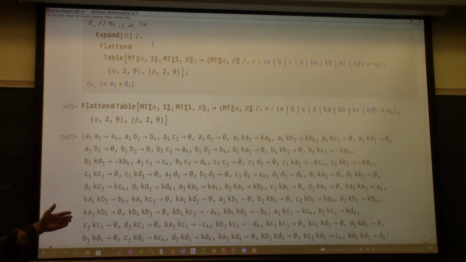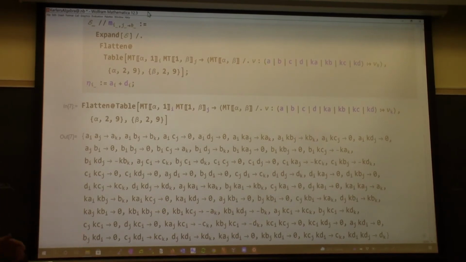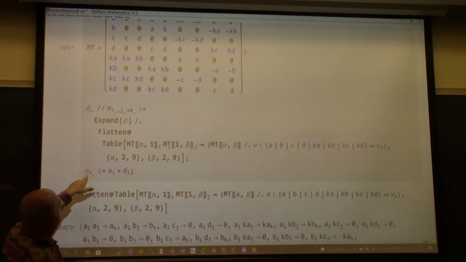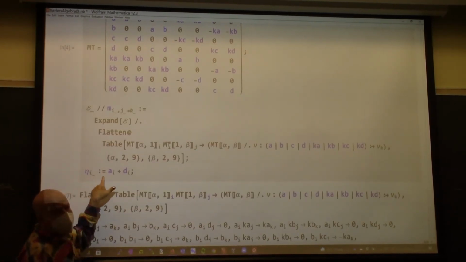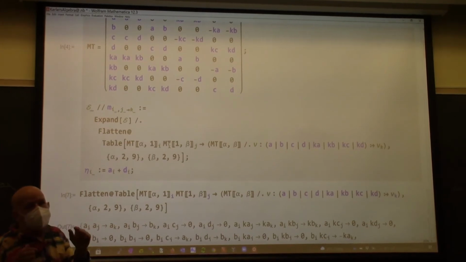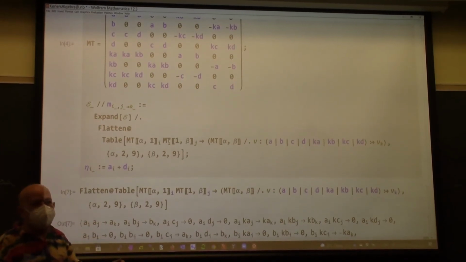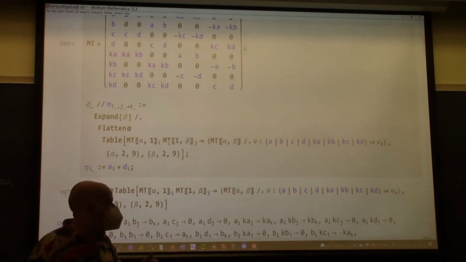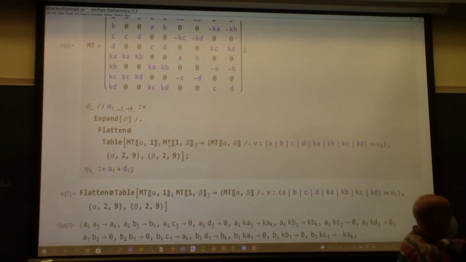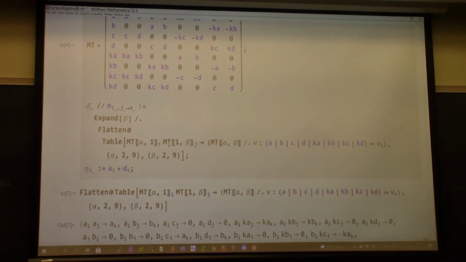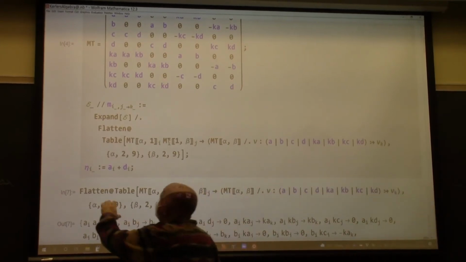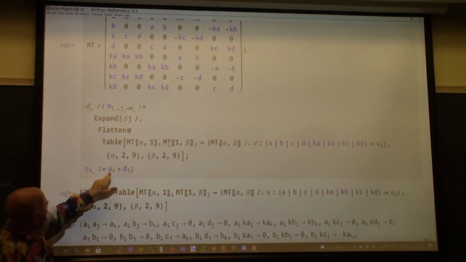So that's a part of the structure. This is the multiplication part, the hard part. And then I also have to tell you what is eta. This is an algebra with a unit, but I forgot to tell you what is the unit. The unit is the identity matrix. The identity matrix is none of these generators. The identity matrix is A plus D. So the unit is eta i, and it's Ai plus Di.